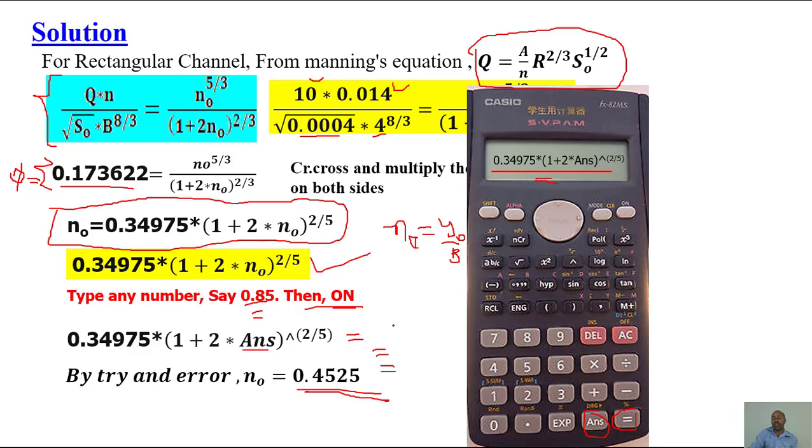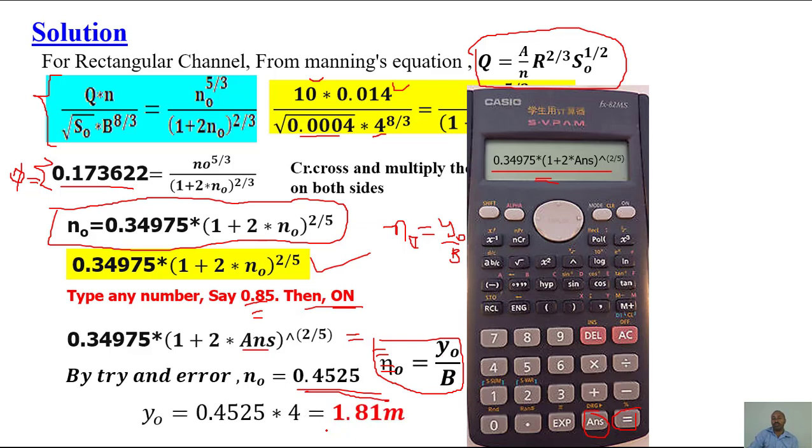So you can find normal depths now. N naught is Y naught over B, so from this we can find Y naught, the normal depth. The normal depth will be 1.81 meters. This is for the rectangular channel. You can check from the table.